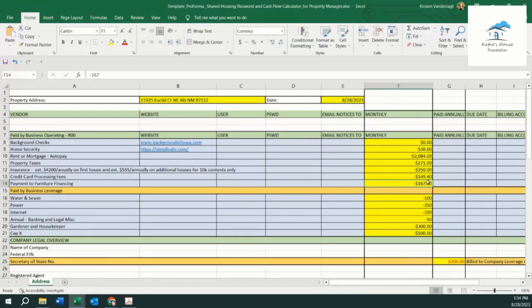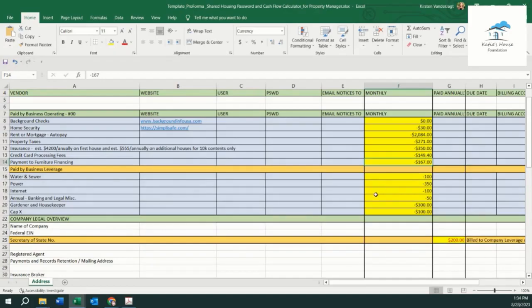So for furniture financing, if you get some furniture donated or if you buy it, it's definitely going to be $10,000 is what I would just plan on spending to get a house fully set up, if not more, depending on the size of the house and how detailed you want to be.